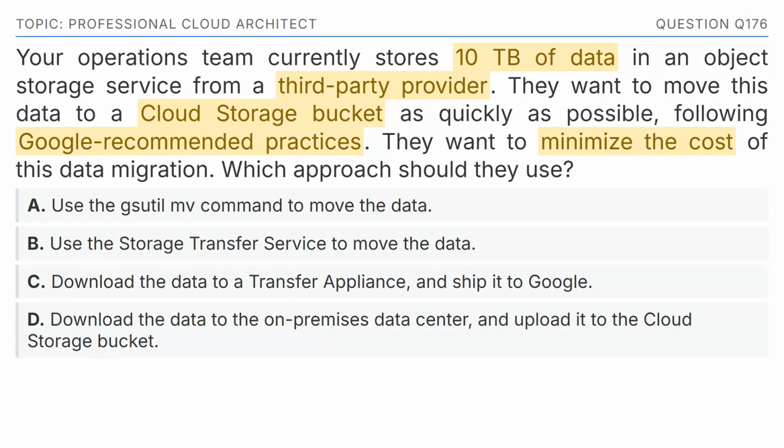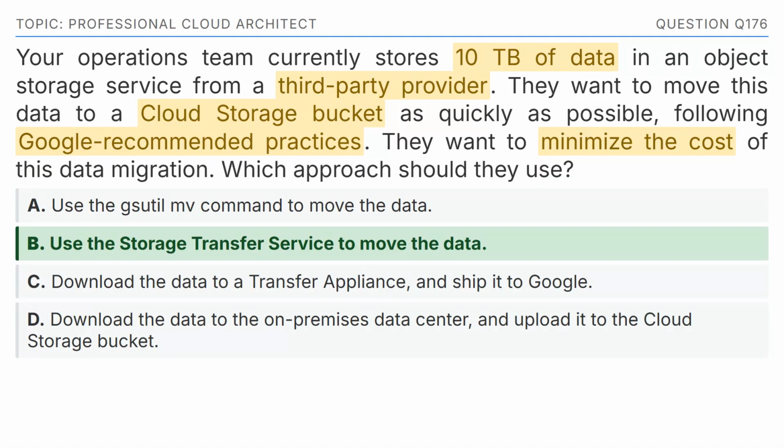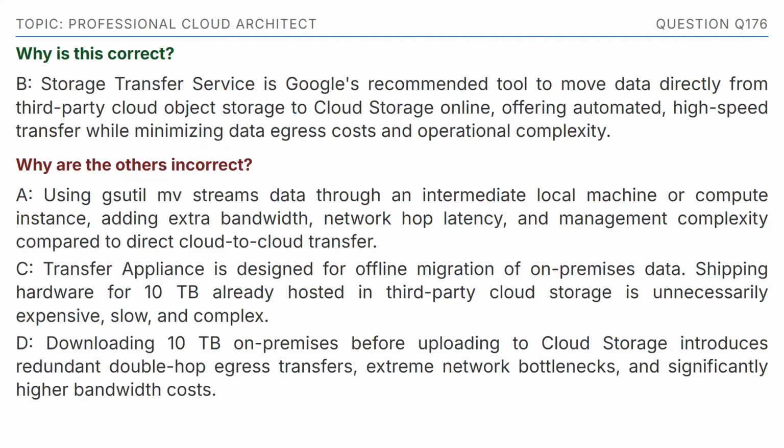To arrive at the correct answer, we focus on the keywords: 10 terabytes of data, third-party provider, cloud storage bucket, Google recommended practices, minimize the cost. The correct answer is option B, use the Storage Transfer Service to move the data. Why is this correct? B. Storage Transfer Service is Google's recommended tool to move data directly from third-party cloud object storage to cloud storage online, offering automated, high-speed transfer while minimizing data egress costs and operational complexity.